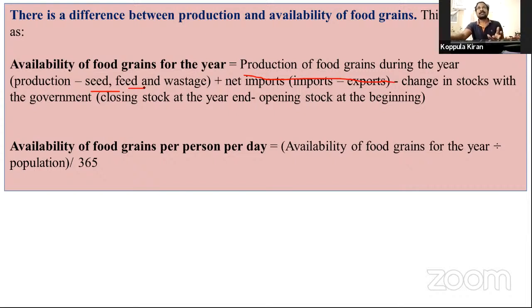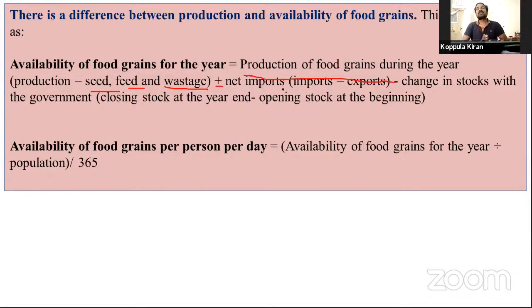We maintain cattle rearing. For that purpose, we use some food grains as feed for the cattle, and there is wastage. Some wastage happens automatically. This is very important: these three elements are deducted from the production. Plus net imports.